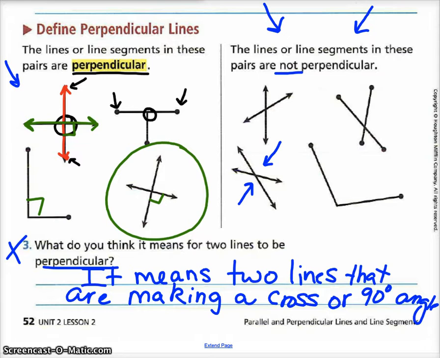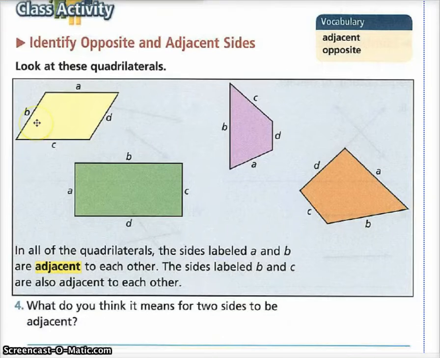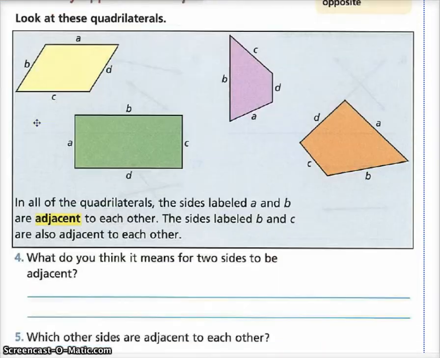All right, let's keep moving. So, opposite and adjacent sides, this is what we're going to finish off with today. It says, look at these quadrilaterals. In all of the quadrilaterals, which means four-sided figures, the sides labeled A and B are adjacent. The sides labeled B and C are also adjacent to each other.